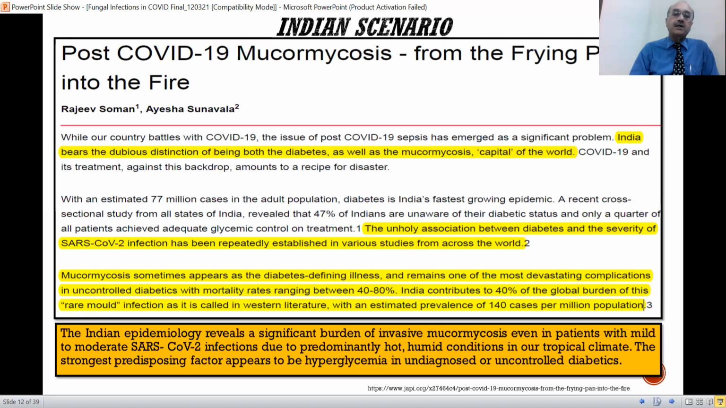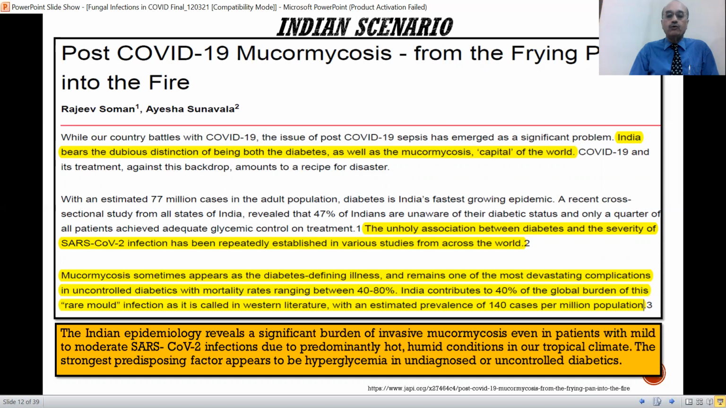Coming to the Indian scenario, a wonderful paper was published recently about post-COVID-19 mucormycosis, and from the frying pan into the fire. This showed that India had the dubious distinction of being the capital of both diabetes and mucormycosis. And we all are aware of the unholy association between diabetes and severity of COVID-19 patients.